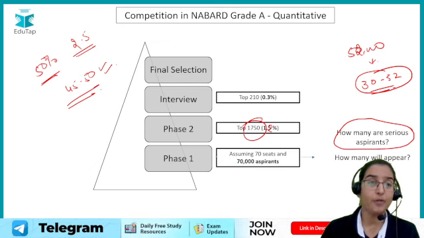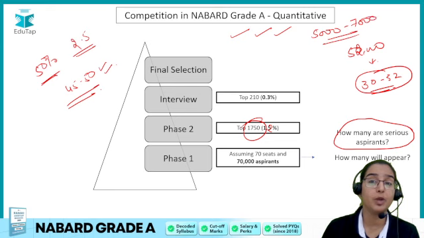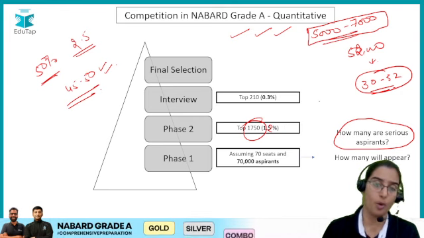The quality of competition: the number of serious aspirants who are preparing seriously, who have learned the syllabus, who have covered the syllabus, who have practiced the questions in a good enough manner, is hardly around 5,000 to 7,000 people only. So this is the actual competition that you are going to face in terms of the quality of the competition, right?